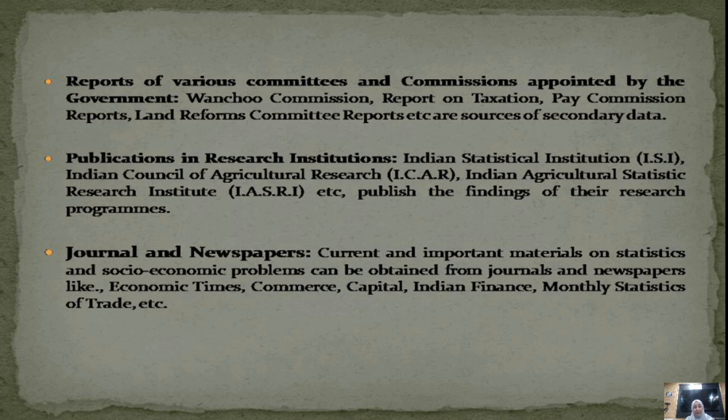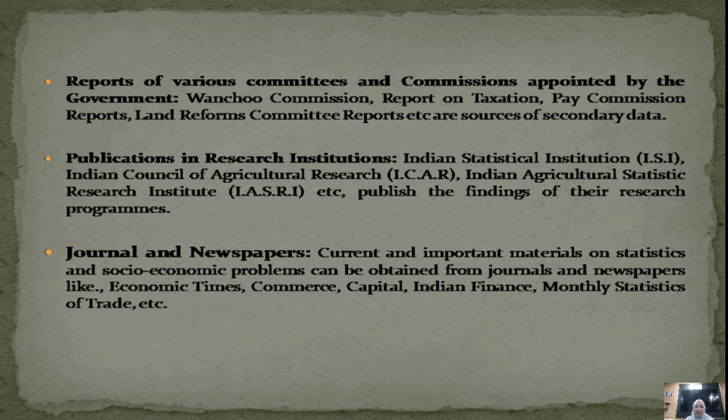Then we have the reports of various committees and commissions appointed by the government. They include the Raj Commission, reports on taxation, Pay Commission reports, Land Reforms Committee reports, etc. These are sources of secondary data. Then we have publications of research institutions like ISI, the Indian Statistical Institute, the Indian Council of Agricultural Research, ICAR, and the Indian Agricultural Statistics Research Institute, IASRI, etc., which publish the findings of their research programs.